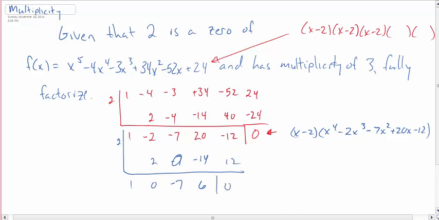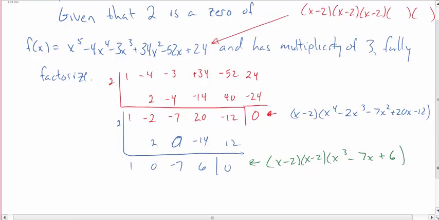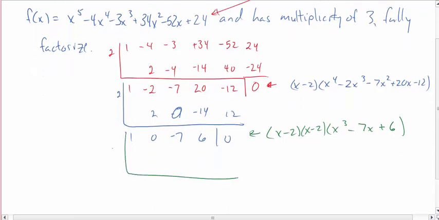So here, let's pause for a second and realize what this means. We now know that x minus 2 times x minus 2 times this depressed polynomial, x cubed plus 0x squared minus 7x plus 6 is equivalent to f of x. But we know that we can divide one more time by x minus 2. So we bring the 1 down, we have 2, 2, 4, negative 3.